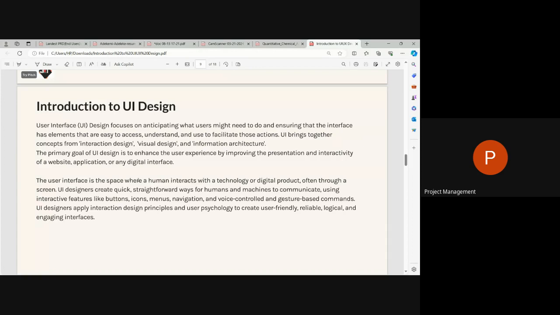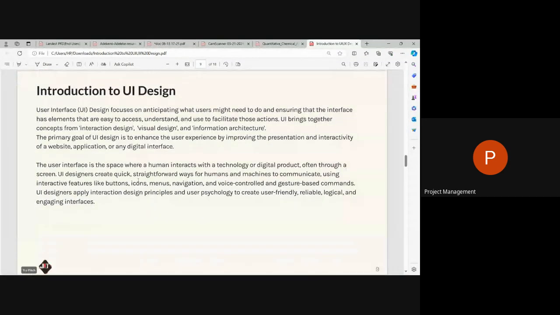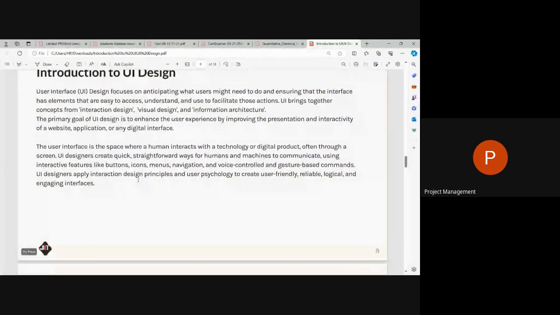So whatever action your user wants to do on your design, you have to make sure that it is understandable. You cannot expect a user to sign up on a website when you just create a rectangle and put color without putting any writing on it to indicate that this button is for this particular thing. Whatever design element you are using, it should not be hard for the user to understand. That is what we mean by ensuring users use elements that are easy to understand.